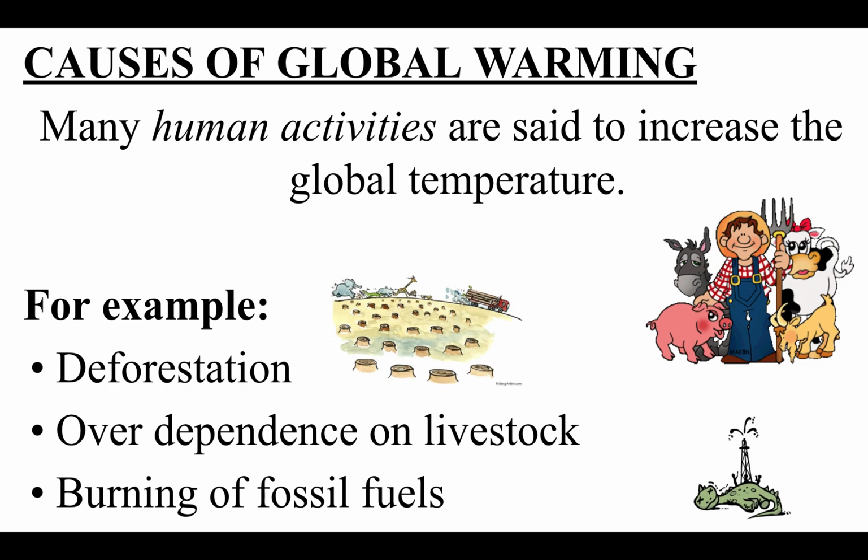Secondly, we have an overdependence on livestock. We now have more cows worldwide than we did before. That's more farts of methane. And lastly, most importantly, burning of fossil fuels. That comes from factories and cars. We burn a lot of oil and fossil fuels that releases carbon dioxide into our atmosphere.